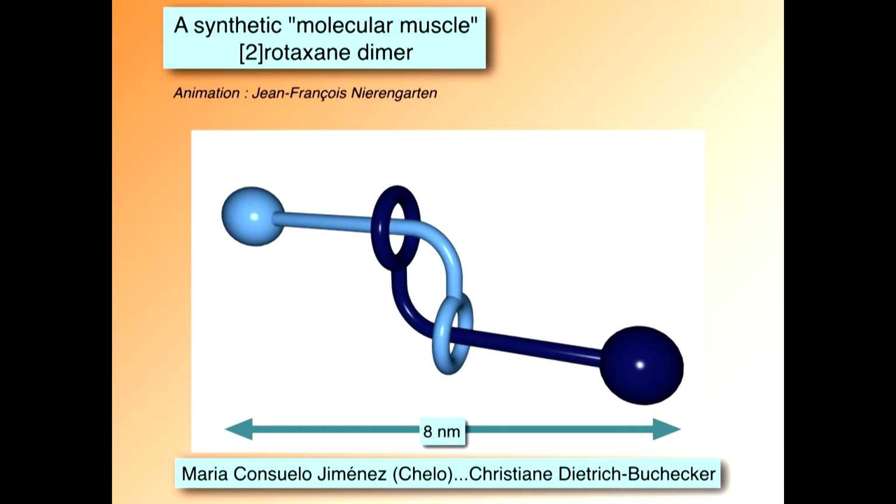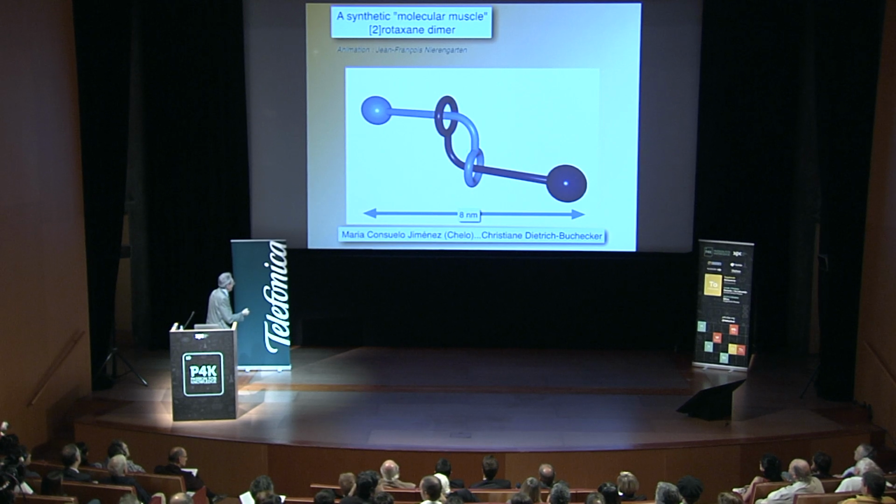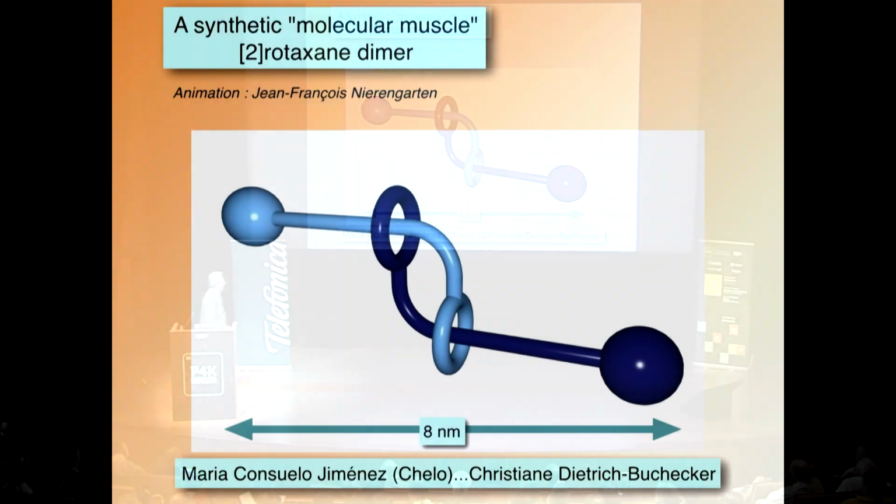But we made a molecule of this type. It's a slightly more complex rotaxane than the one we have seen before. It is a dimer. You have two rotaxanes, if you like, and they are connected in a very precise way. So an axis here, a ring here, and a dark blue axis here, and a dark blue ring here.